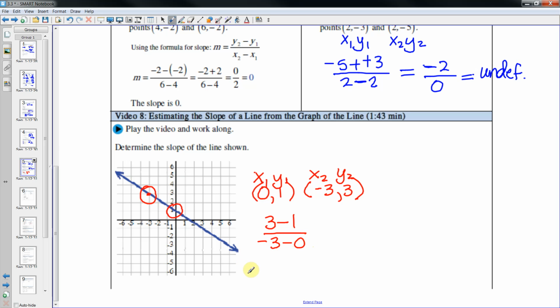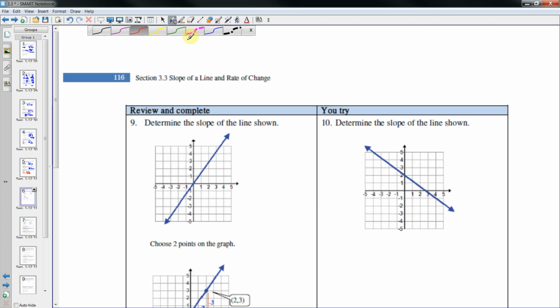Now I'm hoping this is going downhill. So this should be a negative slope when I work this out. 3 minus 1 is 2. Negative 3 minus 0 is negative 3, so I do end up with a negative slope, which I should because it's going downhill. So I would assume that I'm going to have a negative slope.